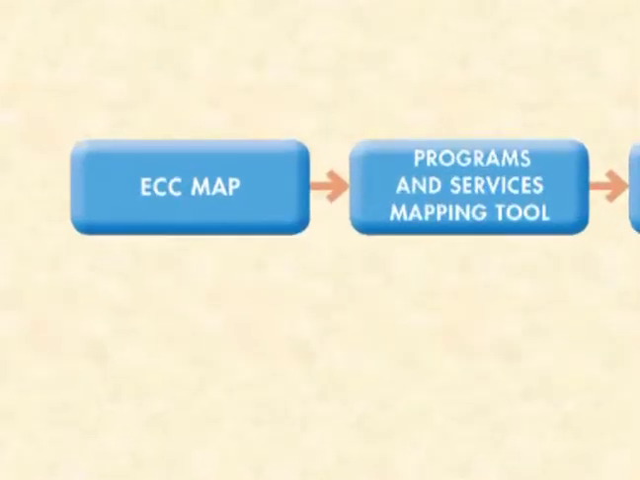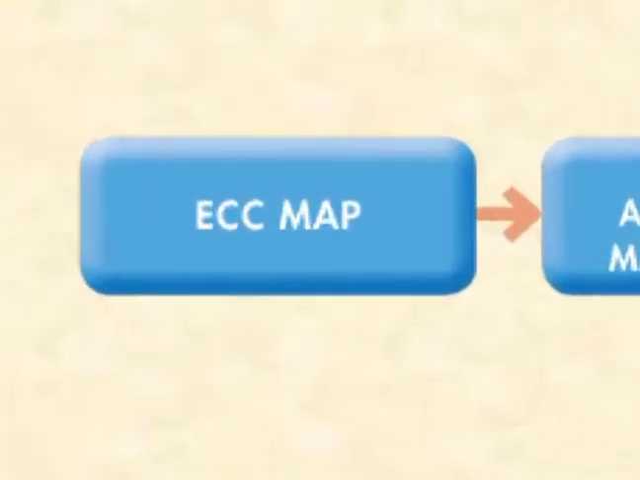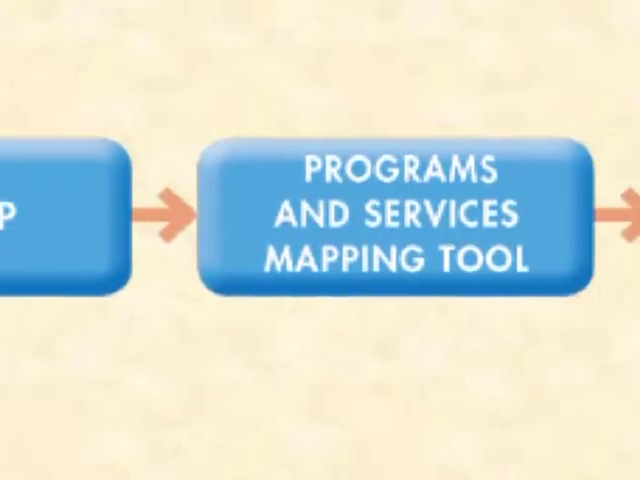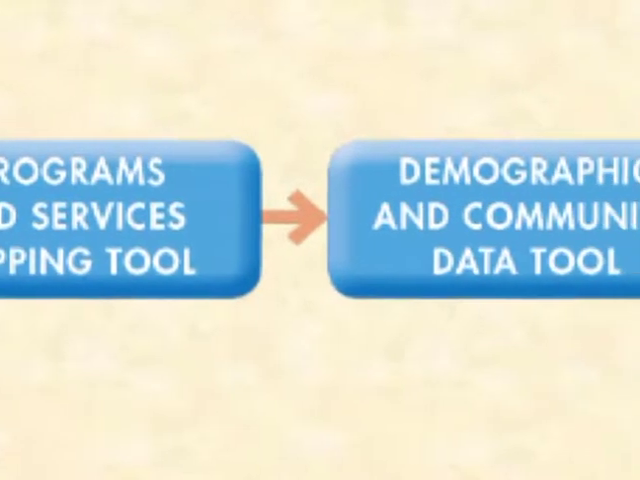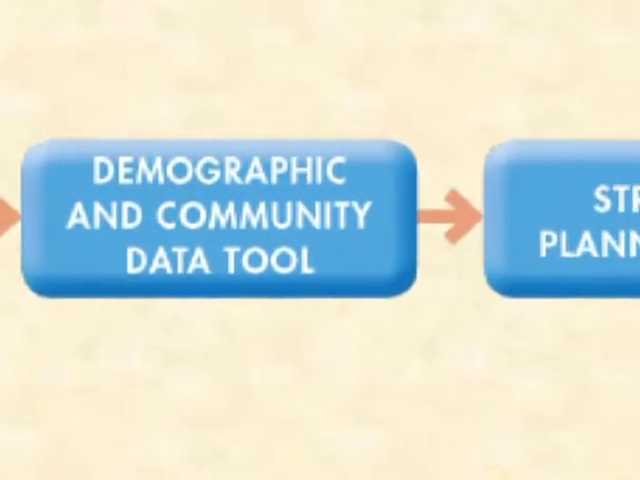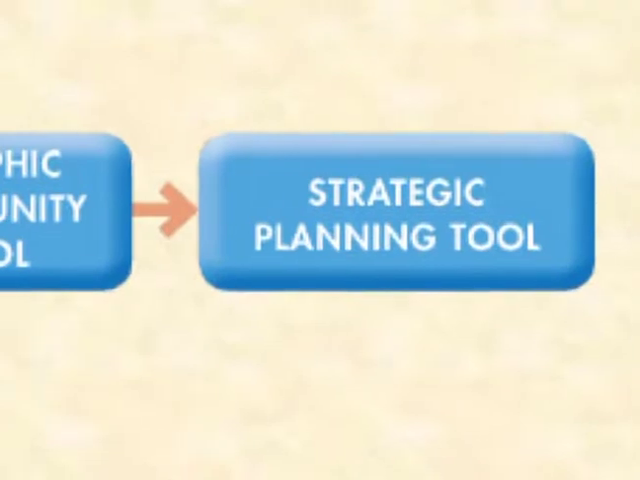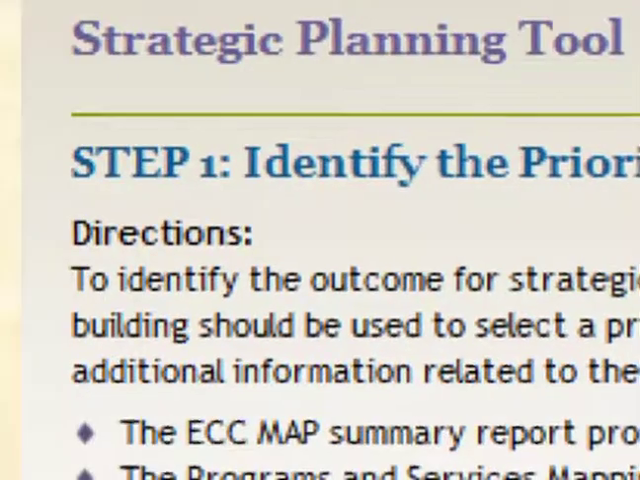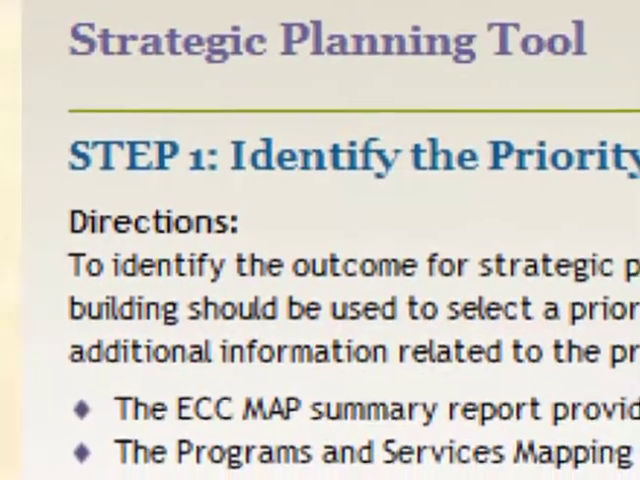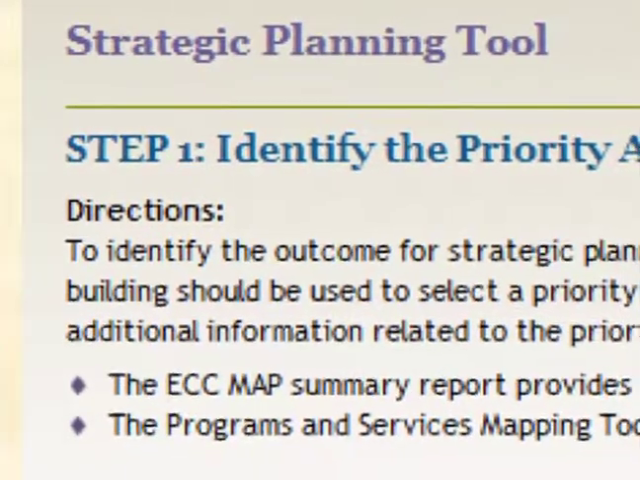This tool draws on findings from the ECC map, the Programs and Services Mapping Tool, the Demographic and Community Data Tool, as well as coalition members' experience in the community. There are 6 steps in the Strategic Planning Tool, and I'll describe each in turn. The first step in the Strategic Planning Tool is identify the priority area.